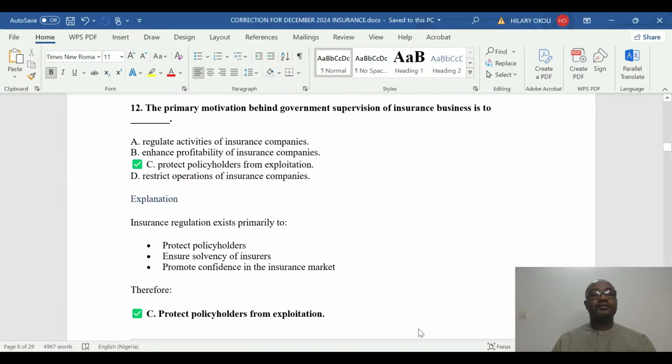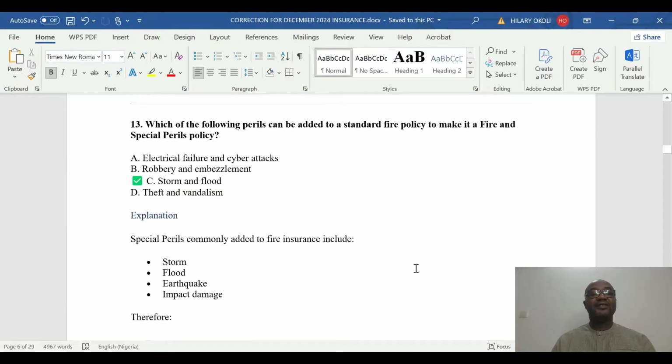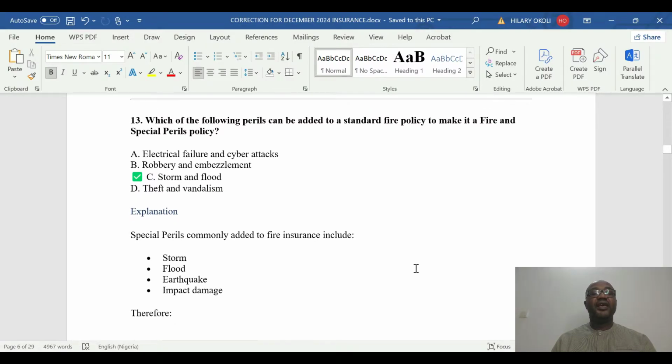So we move on. Looking at the next question: which of the following perils can be added to a standard fire policy to make it a fire and special perils policy? We have said this before. We said something about the fire and special perils policy yesterday. So you can see how questions can be repeated. Hence, this revision is very important.